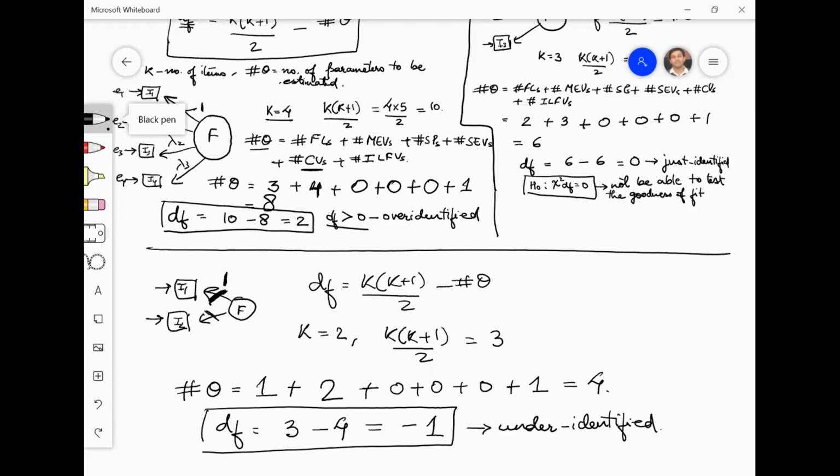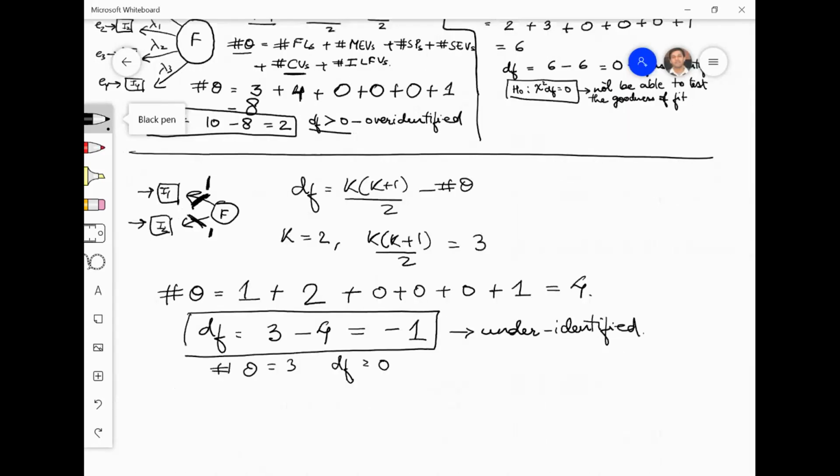So if I constrain this one also, then my factor loadings will become 0. In that case, my hash theta would become 3 and my df will become 0. So the software will give you this error saying that you need to impose at least one more constraint in order to make the degree of freedom 0. Otherwise, if it is an under-identified model, the software is not going to solve the model and it will not give you any result.